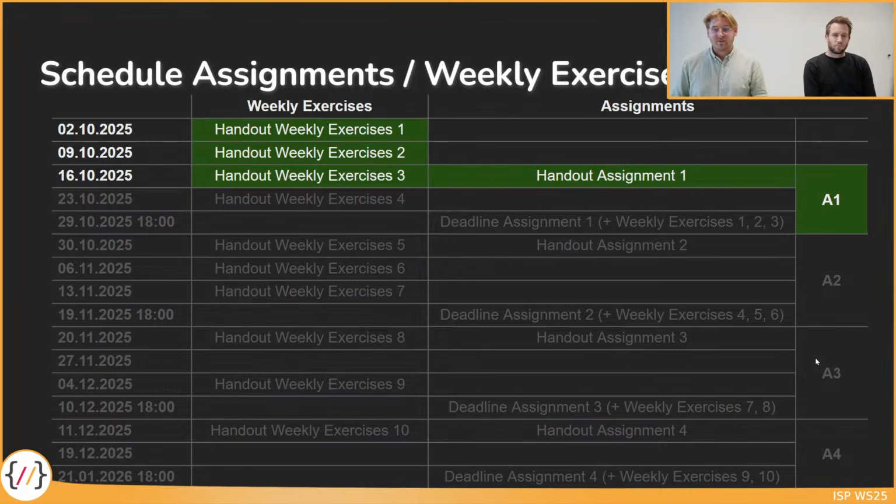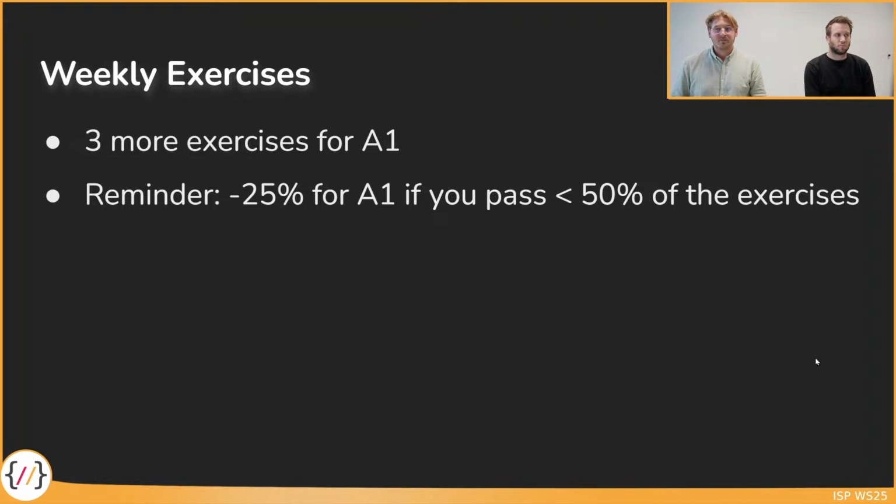And of course, we also have the weekly exercises. We are currently in week 3. These weekly exercises are the last weekly exercises that count towards assignment 1. As a short reminder, if you pass less than 50% of all the weekly exercises that belong to assignment 1, you would get a point deduction of 25% for assignment 1. So make sure you work on the weekly exercises and submit them before the deadline of day 1. All right, that's everything related to organization.